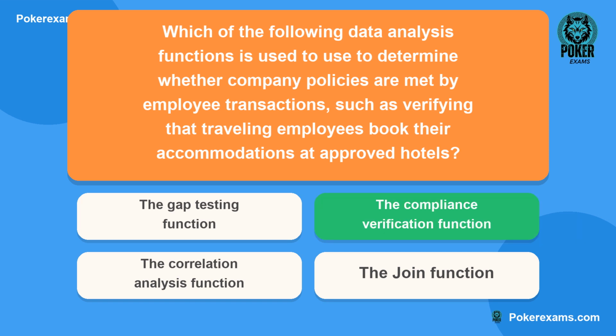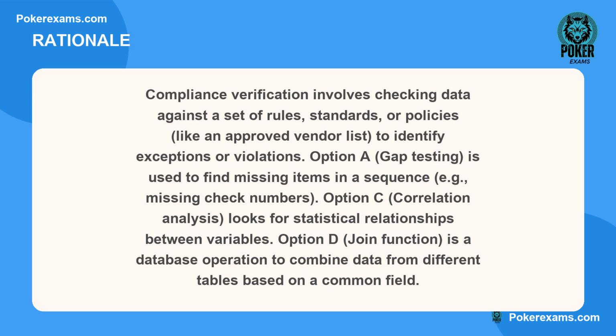The correct answer is B. Here is why. Compliance verification involves checking data against a set of rules, standards, or policies, like an approved vendor list, to identify exceptions or violations. Option A, gap testing, is used to find missing items in a sequence, e.g., missing check numbers. Option C, correlation analysis, looks for statistical relationships between variables. Option D, join function, is a database operation to combine data from different tables based on a common field.